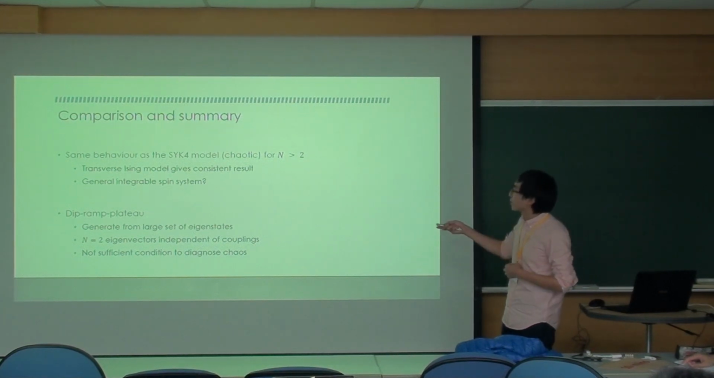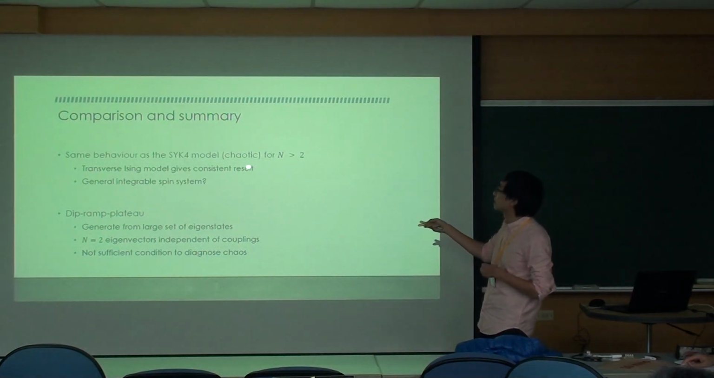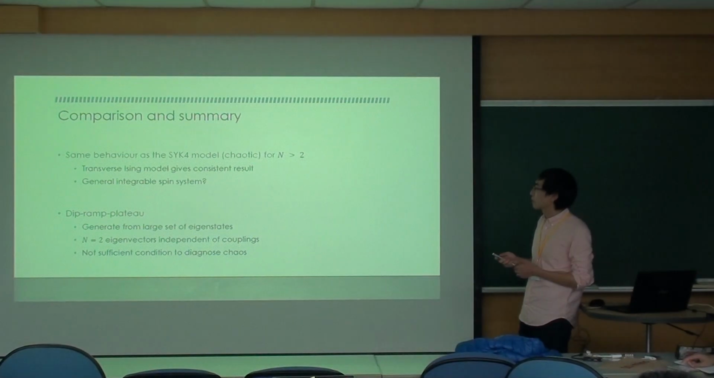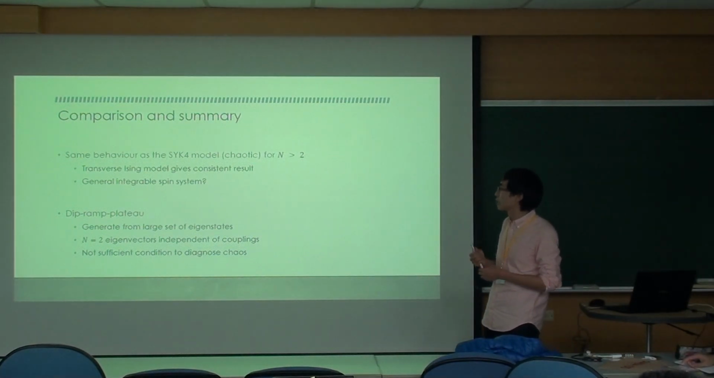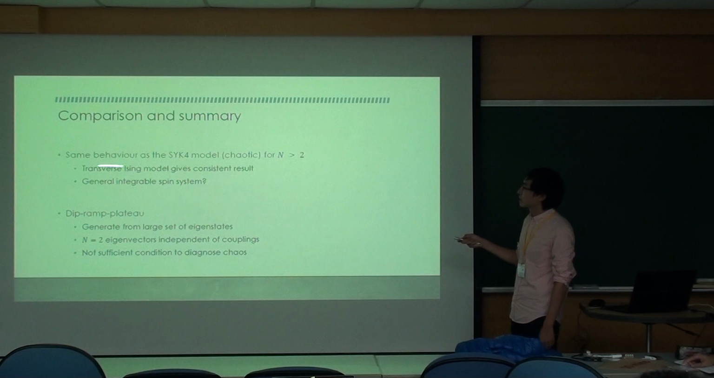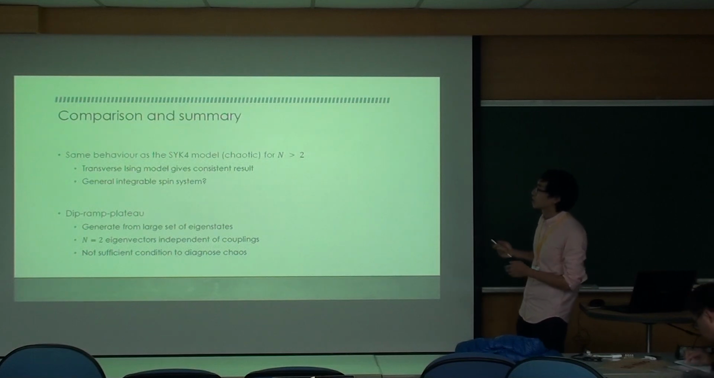Thank you. We also tried to check this computation using other models, and they all give consistent results. For example, we checked using transverse Ising models, and that still gives us the same behavior: if the eigenvectors are independent of the coupling constant, we don't get the expected spectral form factor behavior. It might be true that a general integrable system follows this structure.